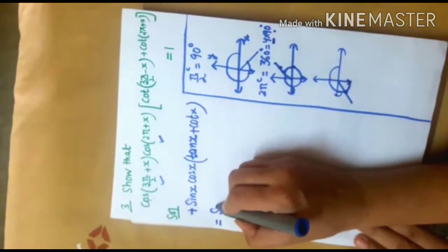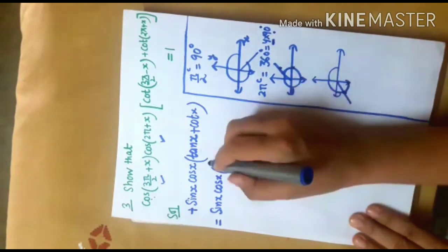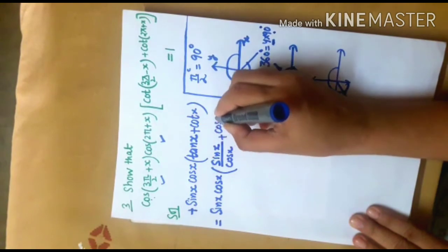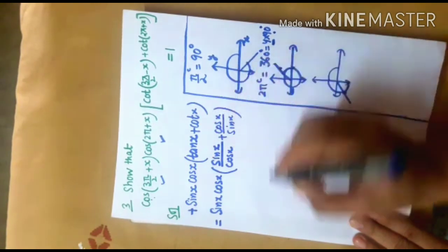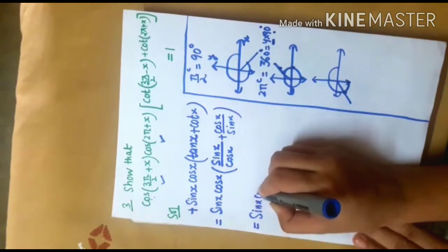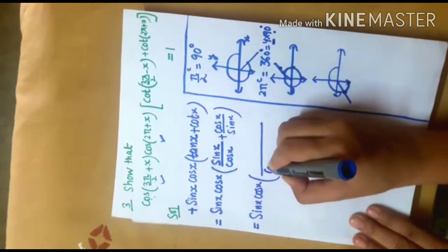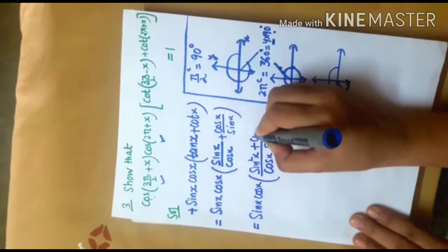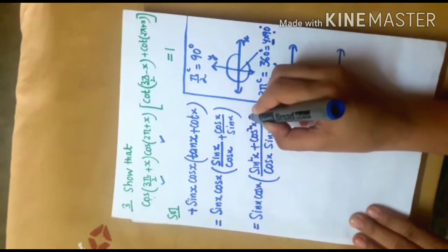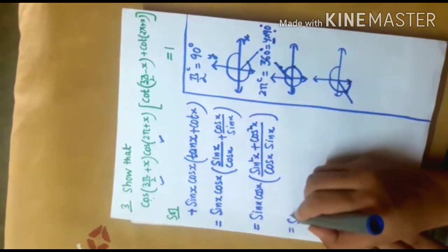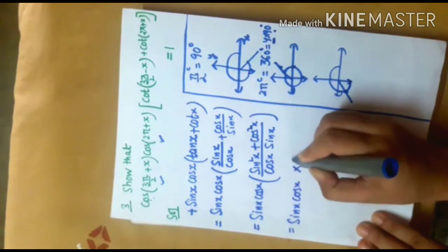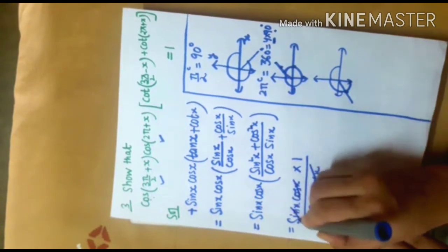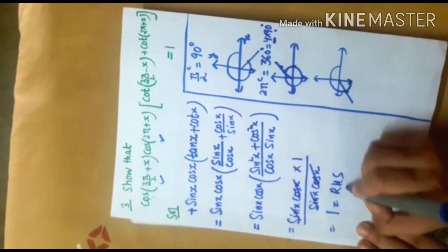Now this is sin x into cos x. Tan x can be written as sin x by cos x, and cot x can be written as cos x by sin x. So I'll get here sin x over cos x. On taking the LCM, I'll get here sin square x and here cos square x. And this you know is equal to 1. So sin x cos x into 1 over sin x into cos x. So this is equal to 1, which is equal to the right hand side.